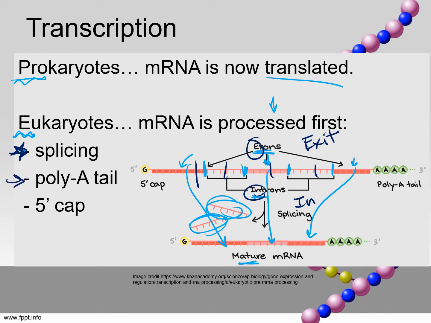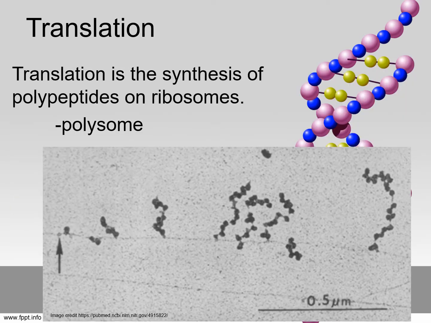We're also going to add a poly-A tail. Literally, we just throw a bunch of adenines on: poly, many, adenine, A. We're going to add a bunch of adenines to the 3' end of the messenger RNA. And the 5' end is going to get a 5' cap of a special kind of guanine. And that's going to allow the ribosome to bind to this piece of messenger RNA, which is what happens in translation. So translation is the synthesis of a polypeptide on ribosomes.